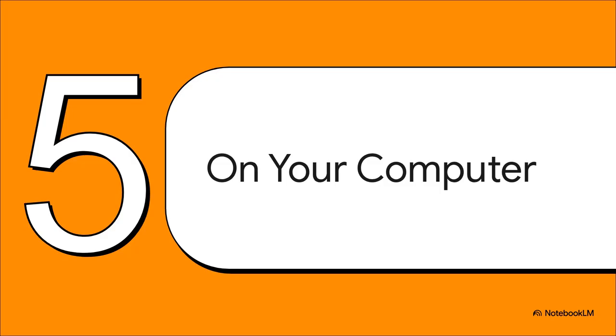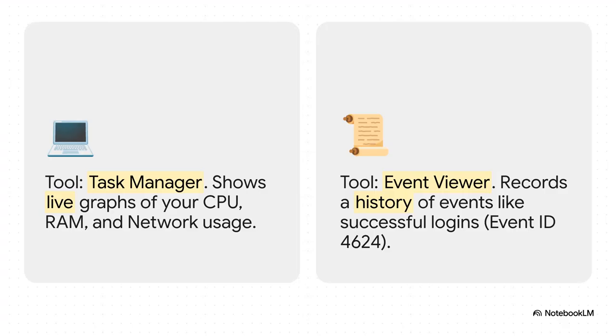Now, I know what you might be thinking. This all sounds like super high-tech stuff for big corporations, right? Well, guess what? These same ideas are at work right on the computer you're probably using to watch this. You can actually see this for yourself, right now. On a Windows PC, open up your Task Manager and click on the Performance tab. See those squiggly lines jumping up and down showing your CPU and memory use? That's monitoring in its simplest form.